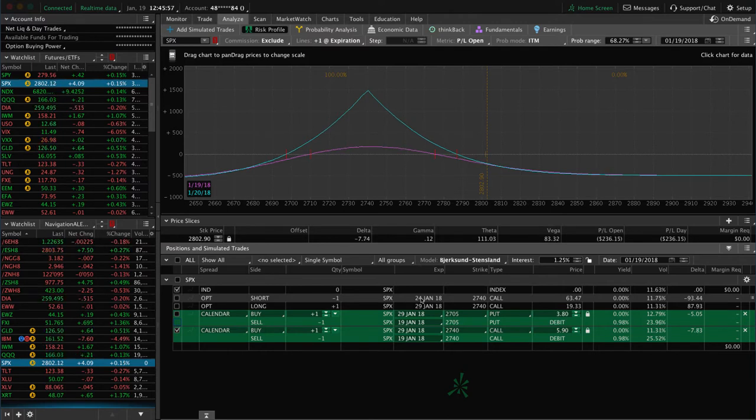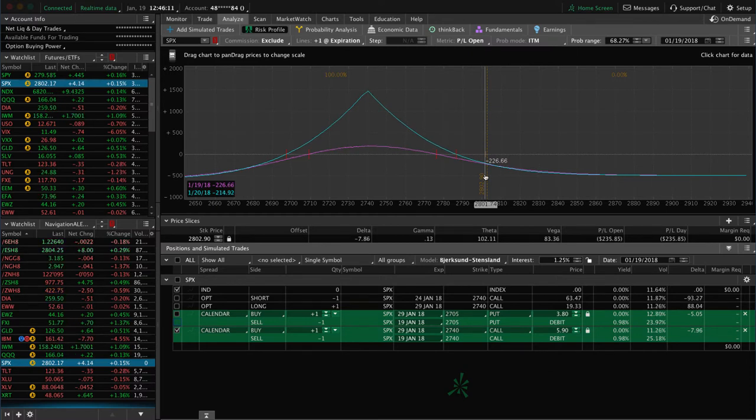So if price moves down, we'll take it off and try to get out for a scratch or maybe a small profit on the trade overall. Or if it stays where it is or moves higher, we're just going to cut our losses and book a loss on this trade. So we'll see what happens next week.